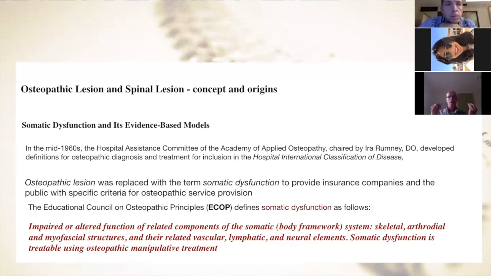Again, in the 1960s there is a change from the lesion to a different category, a different definition. The Education Council on Osteopathic Principles redefined the lesion as a somatic dysfunction: impaired or altered function of related components of the somatic body framework, skeletal, arthrodial and myofascial, and related vascular, lymphatic and neural elements. Somatic dysfunction is treatable using osteopathic manipulative treatment, manipulative treatment being one component of what we're dealing with.